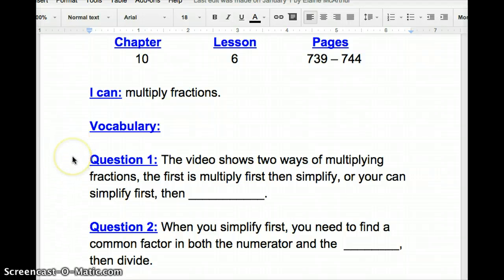Question 1. The video shows two ways of multiplying fractions. The first is multiply first, then simplify, or you can simplify first, then blank. Question 2. When you simplify first, you need to find a common factor in both the numerator and the blank, then divide.